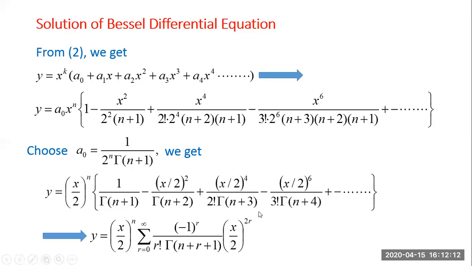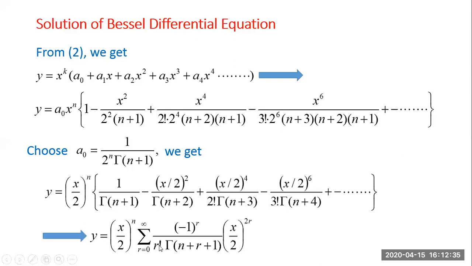And if you observe this third term, I have 2 factorial here. So I have nothing here, so I'll take this as 1 factorial and this I take as 0 factorial. So 0 factorial is also 1, 1 factorial is also 1. So 0 factorial, 1 factorial, 2 factorial, 3 factorial and so on. So this can be written as r factorial.